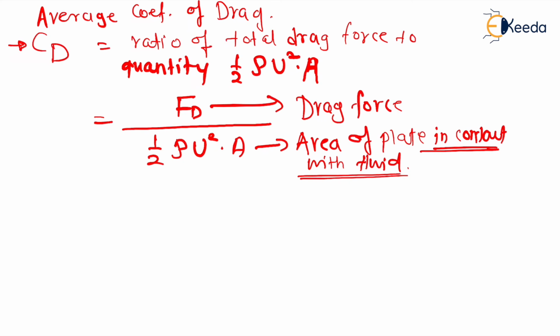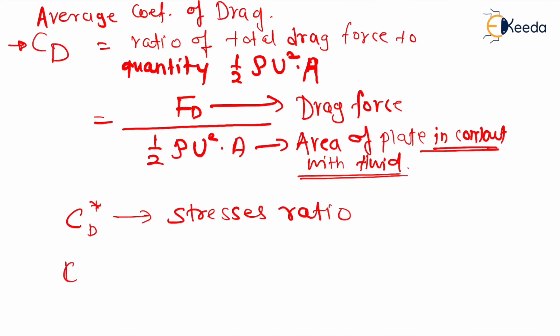So there are two differences: CD star is related to the ratio of stresses, and CD, the coefficient of drag, is nothing but the ratio of forces.